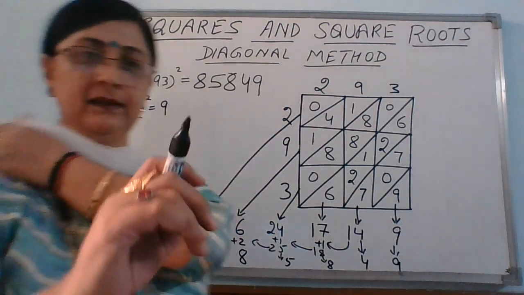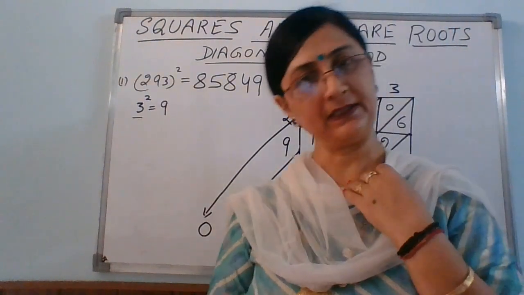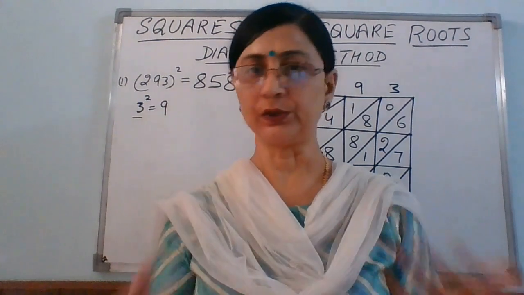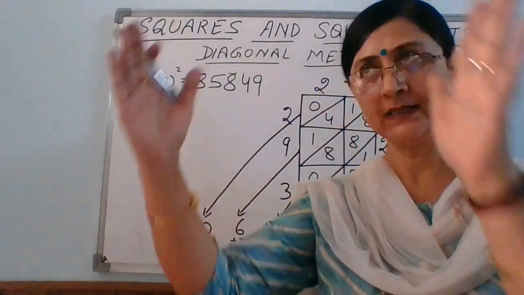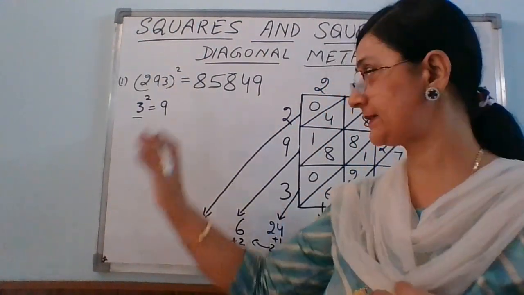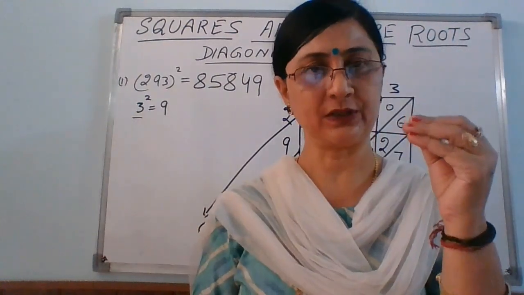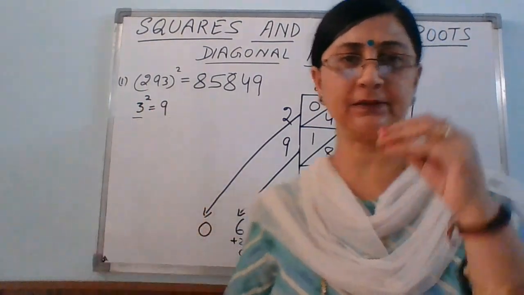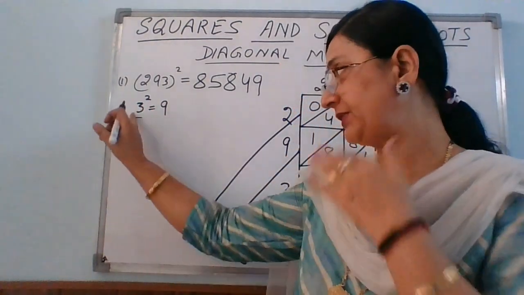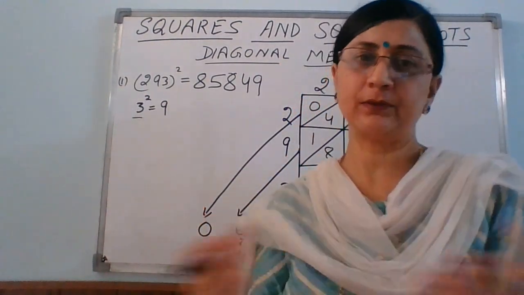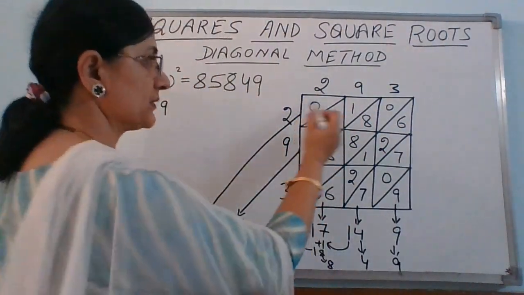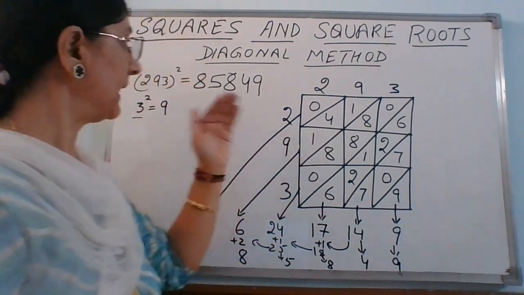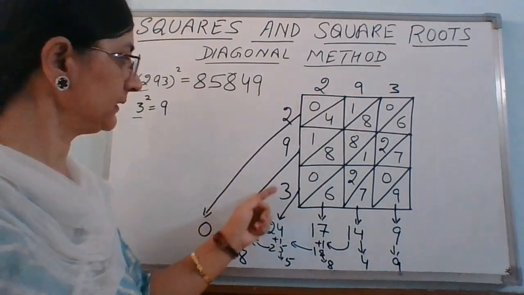Right? I hope it's clear, children. I'll repeat again. If you want to find the square of a 3-digit number, first you have to make the squares. How many squares is decided by the number of digits. If it is a 3-digit number, take the square of 3. If it is a 4-digit number, take the square of 4. If it is a 5-digit number, take the square of 5. Now the square of 3 is 9, so you have to make 9 boxes, 9 squares. One big square, you will divide it into 9 parts. Now you will write the number 293, 293.